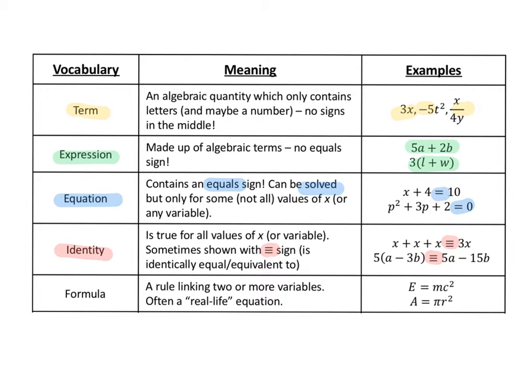The last one then is a formula, and it's a rule linking 2 or more variables, normally a real life equation. So you've got 2 equations here, E equals mc squared, which you might have heard of, and then A equals pi r squared. That's actually the area of a circle. So a formula is to find out something, normally in real life.